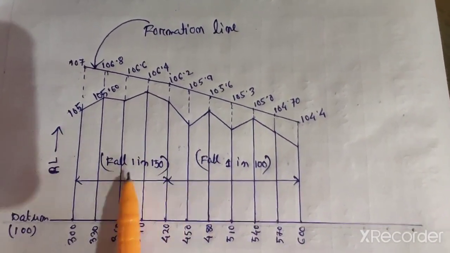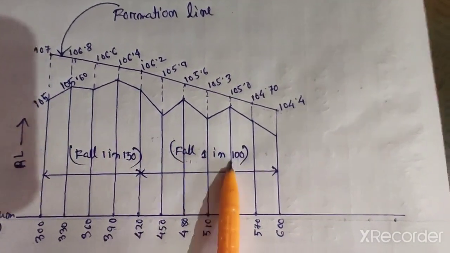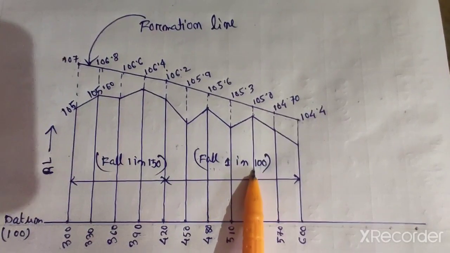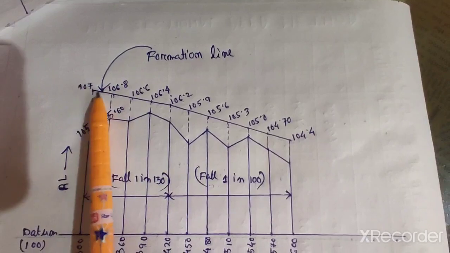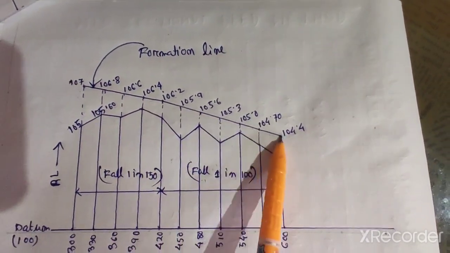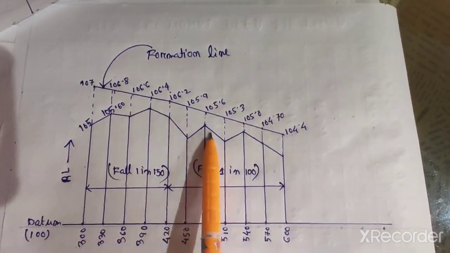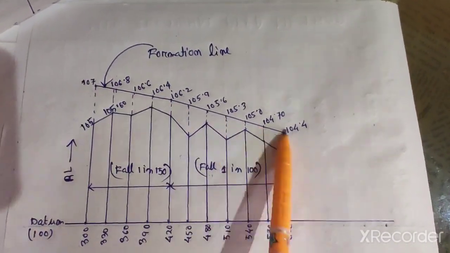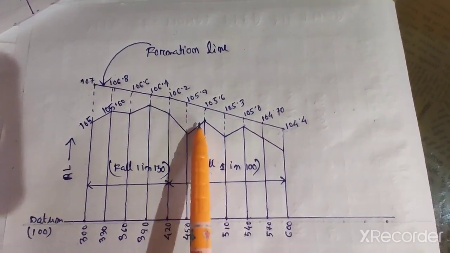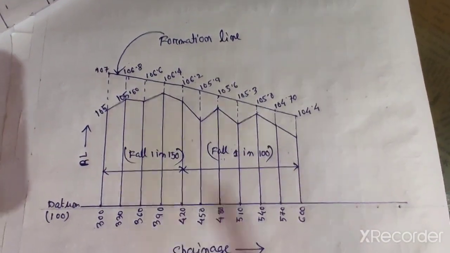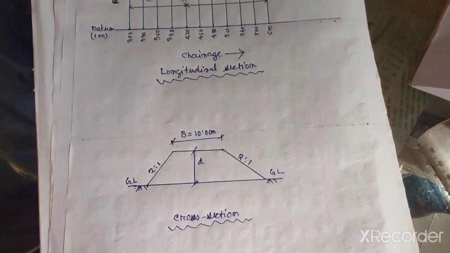From here to here, the fall is 1 in 150. From here to here, the fall is 1 in 100. It is given in the question. So after putting all these values, we have joined all these points and found the formation line. Also we have joined these points to find the existing ground line. So this is the formation line, this is the ground line, and the gap between the formation line and the ground has to be filled up by earth. In this way, we have drawn this longitudinal section as well as the cross section.